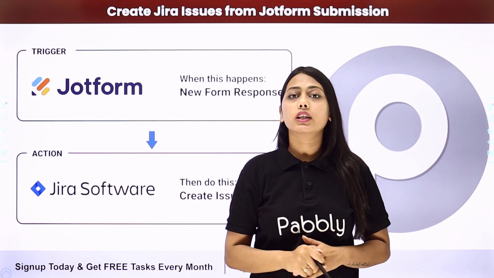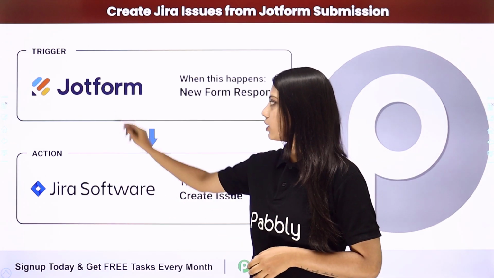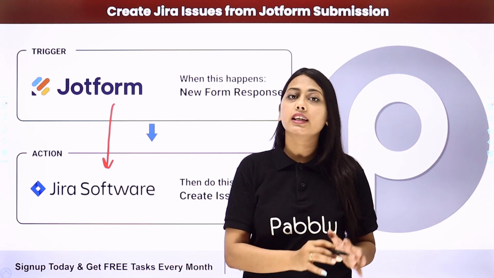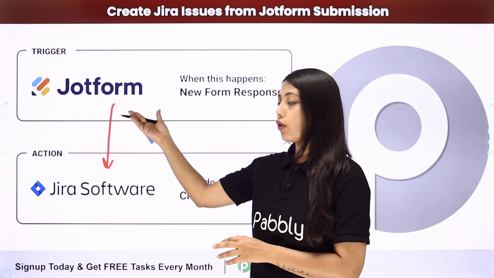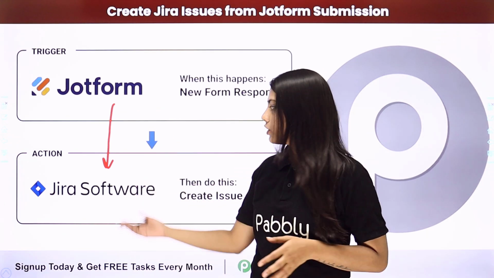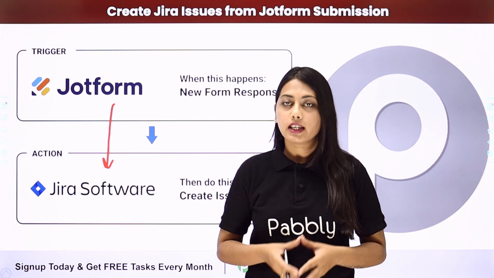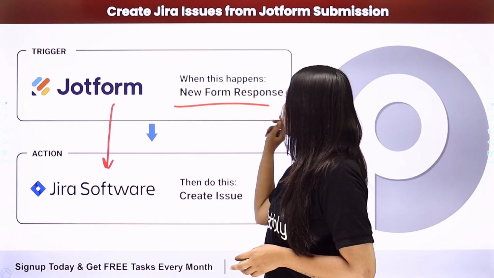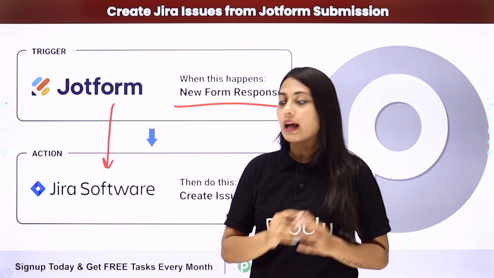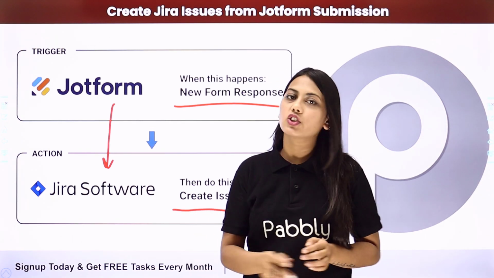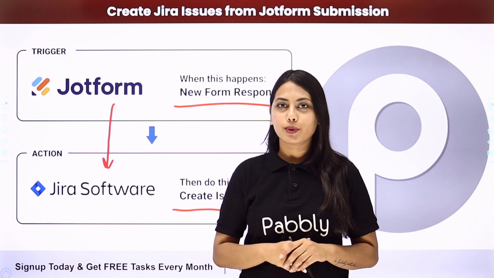In this video, we will learn how you can integrate Jotform and Jira software in such a way that every time you receive a form submission from Jotform, an issue is created in Jira software. We will be creating this automation with the help of Pabbly Connect. Here our trigger will be the new form response of Jotform and our action will be create issue in Jira software. Let us learn how to do that.